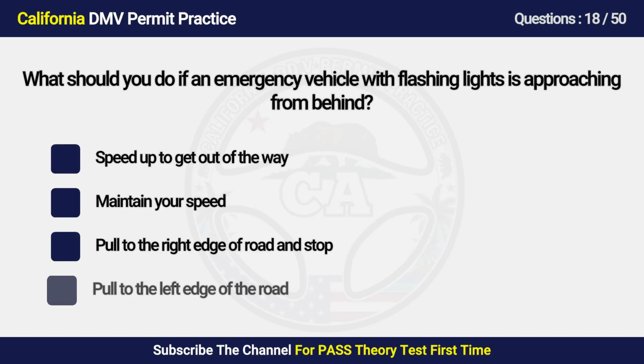Question 18. What should you do if an emergency vehicle with flashing lights is approaching from behind? A. Speed up to get out of the way. B. Maintain your speed. C. Pull to the right edge of road and stop. D. Pull to the left edge of the road.